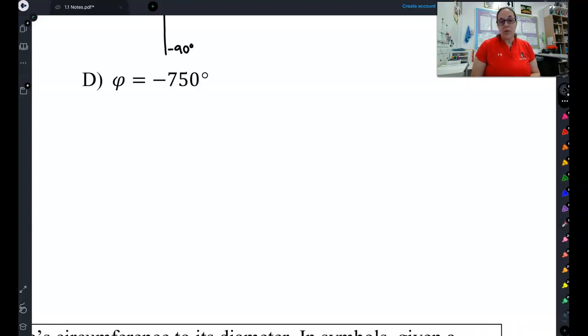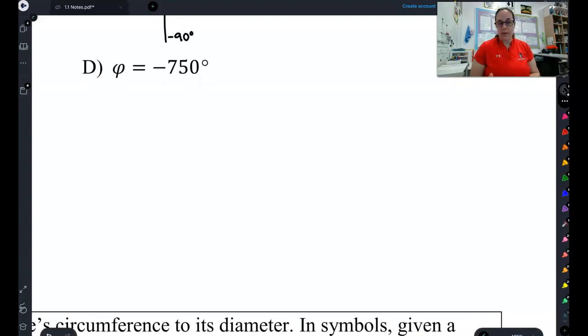Last problem for practicing putting this all together: we're graphing one more negative angle, and this angle you're going to go around the circle multiple times. So practice this last example problem and then come back and check your work.